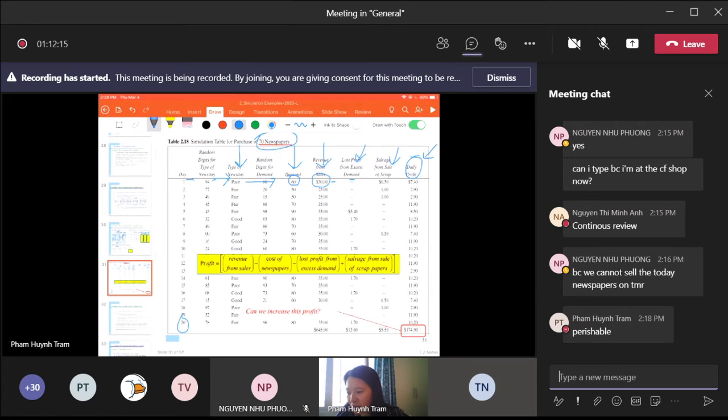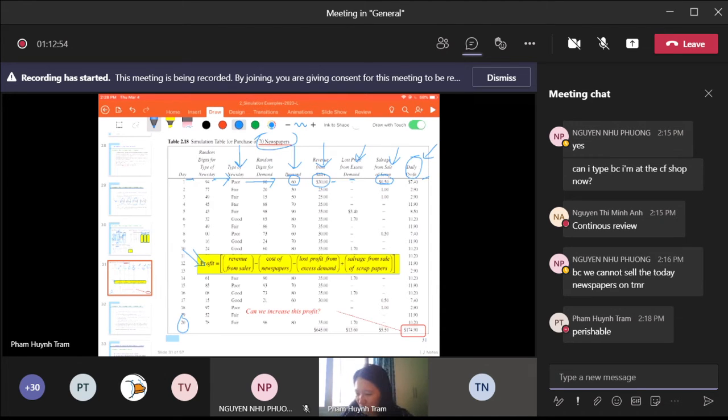Now, we have 10 extra newspapers, so we can calculate the salvage value from the sale of the scrap newspapers. We get 50 cents from the 10 scrap newspapers. We use this function to calculate: we take the revenue minus the cost plus the salvage value, and we get the profit. So day one we get $7.4 profit.